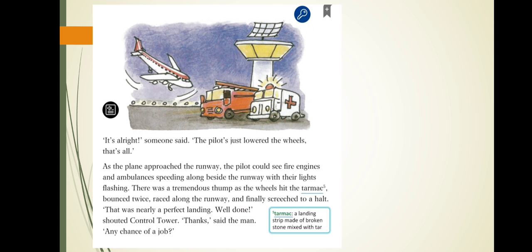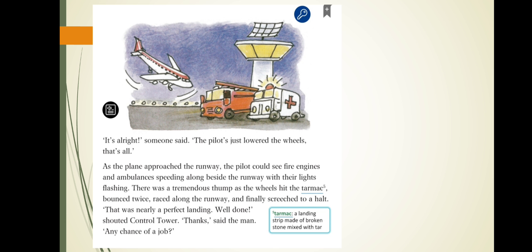"It's all right," someone said. "The pilot just lowered the wheels, that's all." That means the plane touched the ground. Maybe actually it was a massive, huge thump. But then also actually they landed at last. As the plane approached the runway, the pilot could see fire engines and ambulances speeding along beside the runway with their lights flashing. Yes, it's a very necessary step.